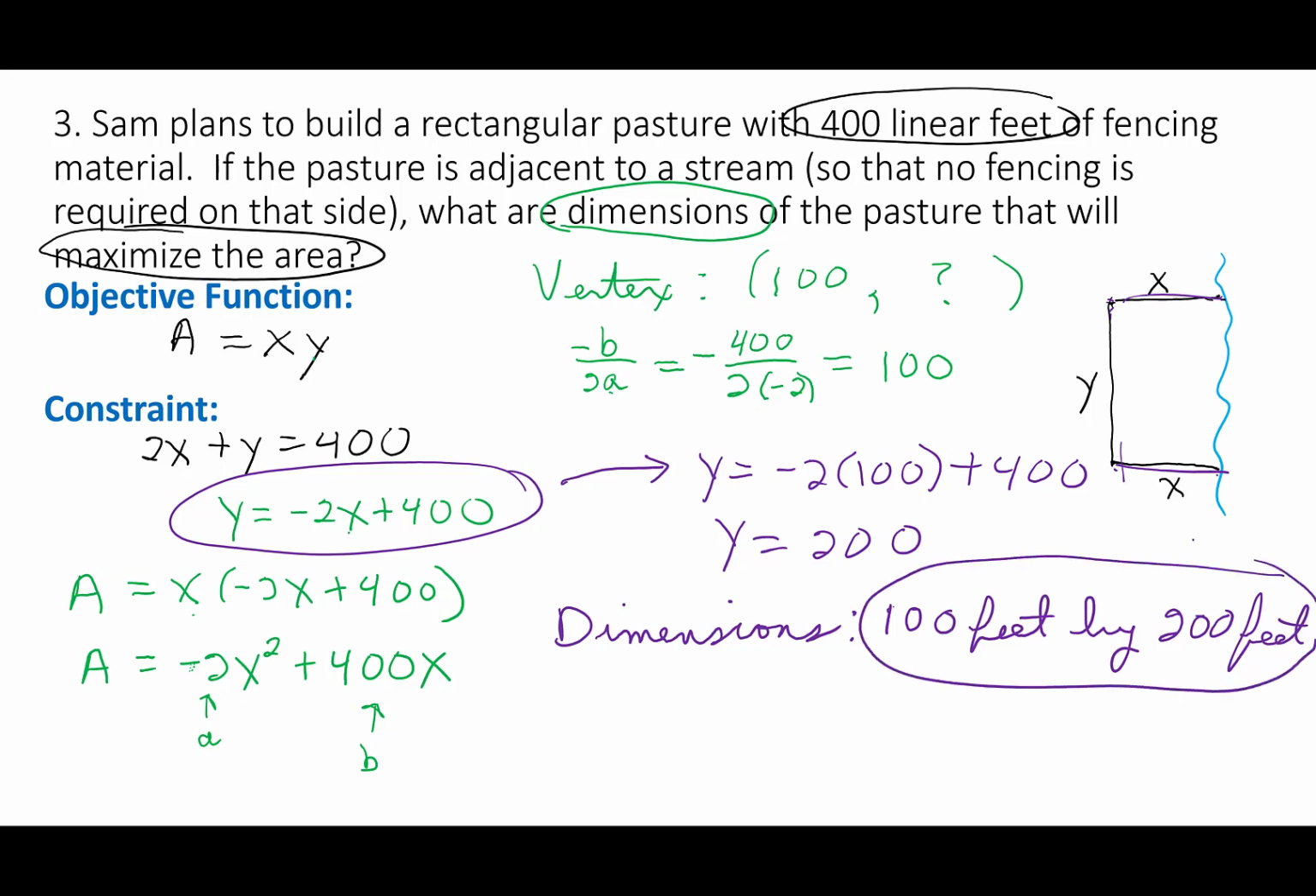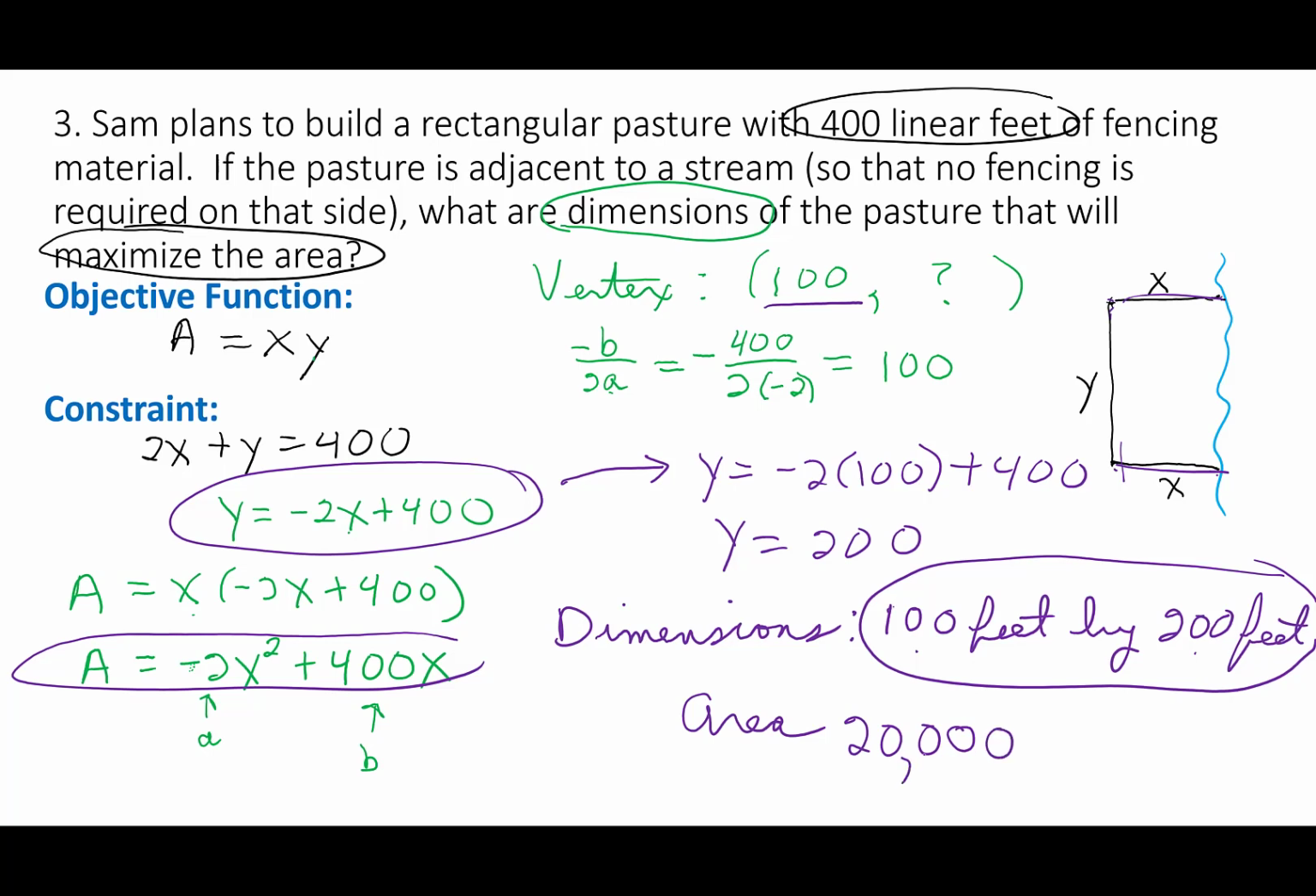If I wanted to go ahead and find the area, it wouldn't be too hard. I could find it in two different ways. I could plug this 100 back into my original area function right here. Or, probably even easier, I could find the area by taking 100 by 200. So what would we get there? We'd get 20,000 square feet. Okay, I think that's right. All right, so this would actually be the maximum area.